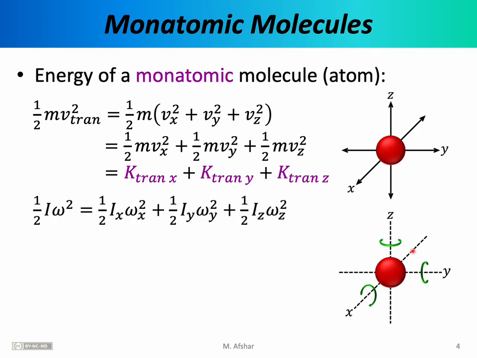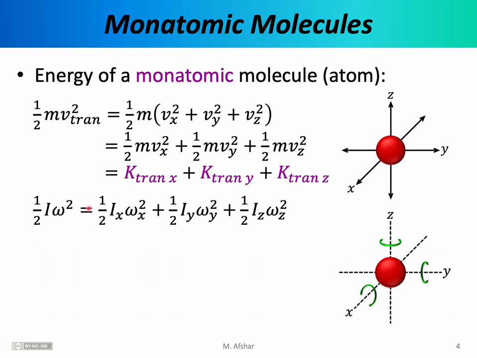Associated with that rotational motion is some rotational or angular kinetic energy, which can be expressed as 1/2 I omega squared. Here, I refers to the moment of inertia of the object, and omega is the angular velocity of the object. In general, for rotations around different axes, one needs different moments of inertia. So if the object is rotating around the x-axis, we should talk about the x moment of inertia. If it's rotating around the y-axis, we should talk about the y moment of inertia, and similarly for the z-axis.